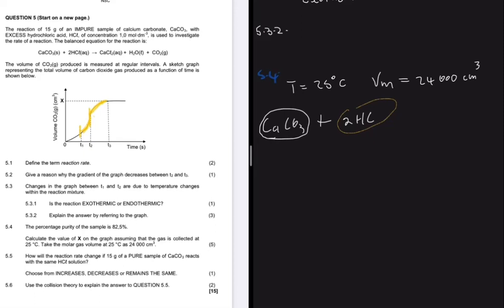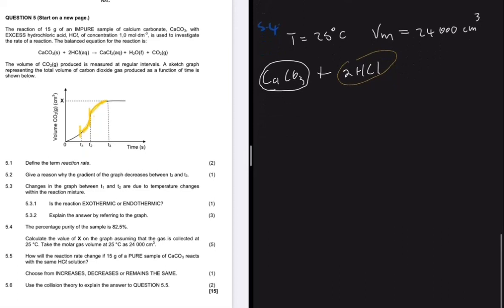So we cannot use, sorry, here I wrote HC instead of HCl. We cannot use the number of moles of HCl to determine the number of moles of CO2 because the HCl is in excess. Even after the reaction is complete, we still have HCl. But then we can use the number of moles of calcium carbonate to determine the number of the corresponding moles of CO2 that we're going to have. And then after we find the number of moles of CO2, we can convert that to the volume and determine the value of X.